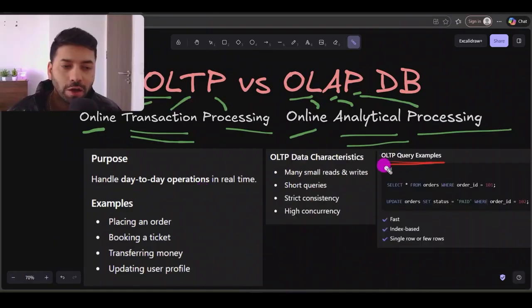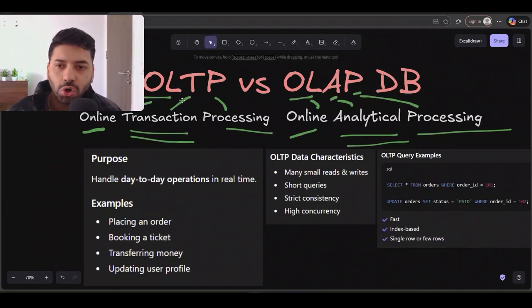Here we have a query example for OLTP, like select star from orders where order ID equals 101, right? And one more example is update orders set status equals paid where order ID equals 102. We have already seen such queries in SQL and NoSQL, and these are fast, index based, and the result can be a single row or multiple rows.